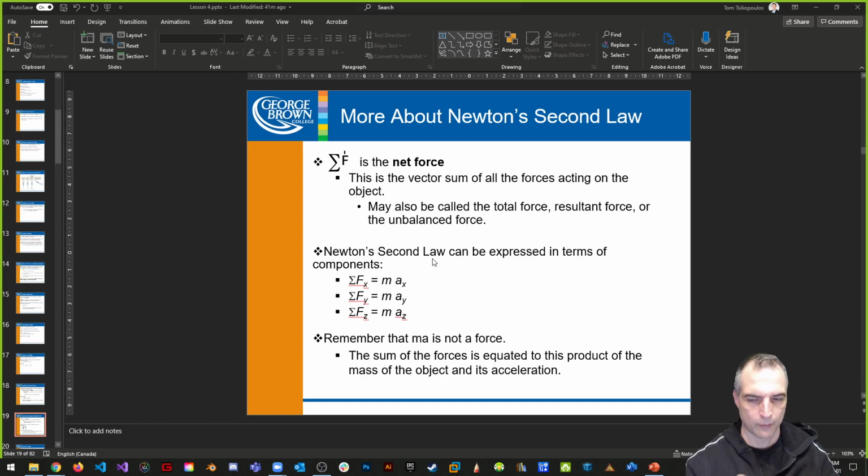So when we think about total force then, the sum of all forces, we have to break down our forces into component forces on the x-axis and on the y-axis.